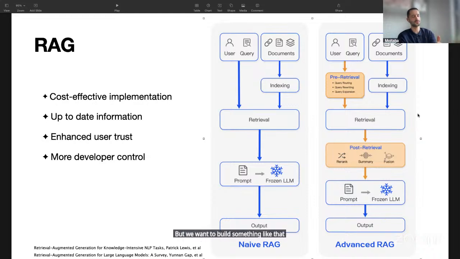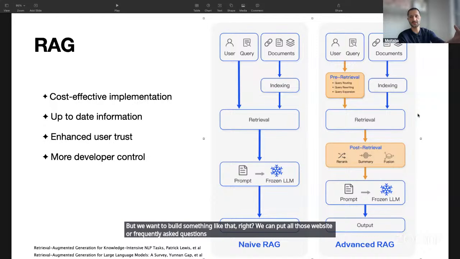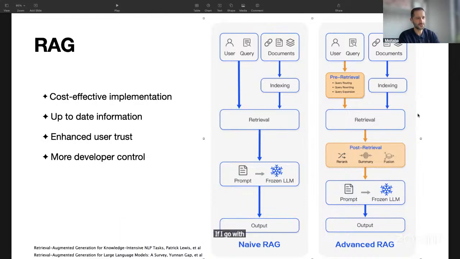We can put all those website or frequently asked questions in our documents. The user can ask any question, for example, "I have a problem with certain things." We go to the documents, find the answer, and send it back to the user. If I go with RAG, what would be the problem in a chatbot?